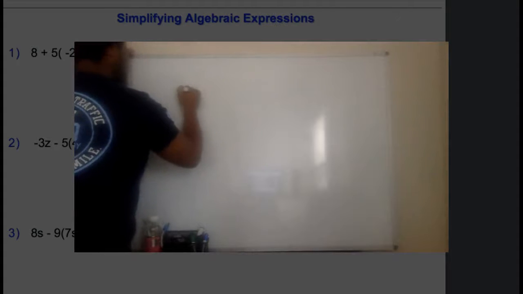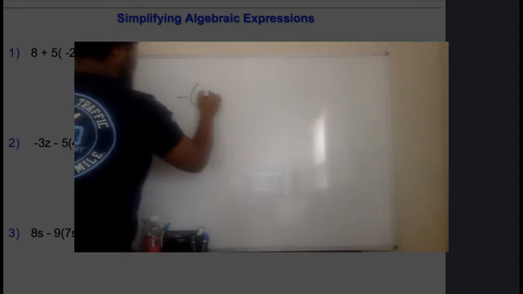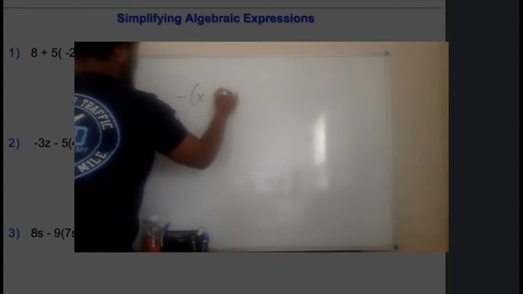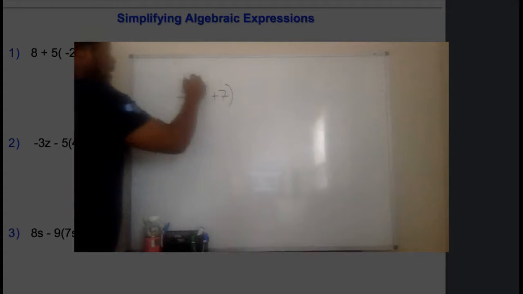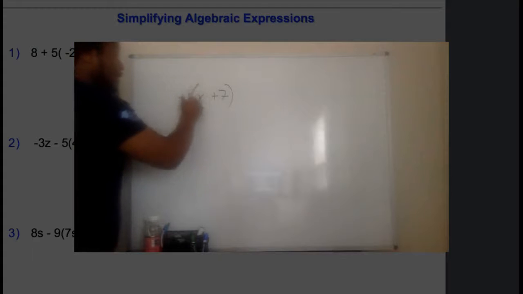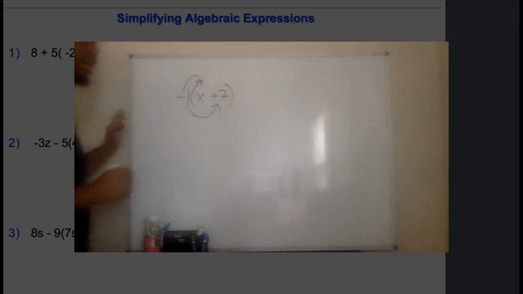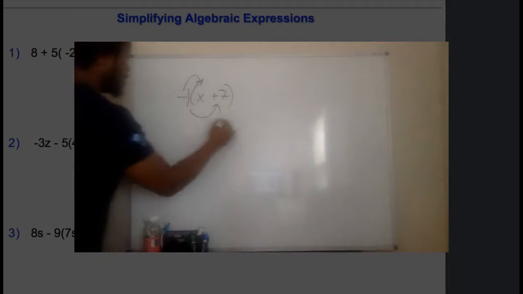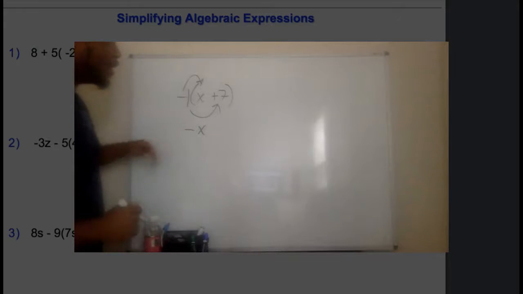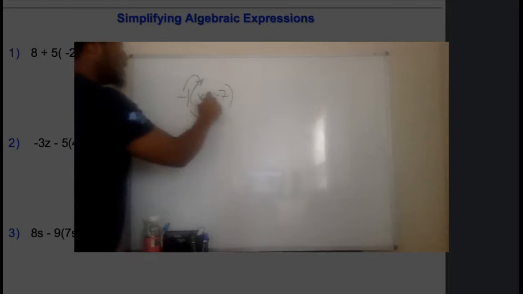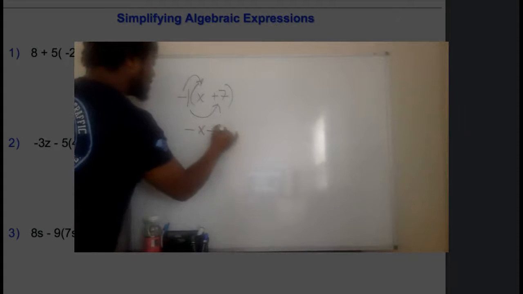So let's try this. Let's say we have a negative outside of it, and we have x plus 7. When you have a negative outside of it, you have to distribute this negative into the parentheses. Remember, anytime there's not a number there, there's an invisible 1. So that's understood as a negative 1. So you'll end up with negative 1 times x is a negative x, or a negative 1x. Remember, we don't write that 1. And then you have a negative 1 times 7. That's going to be minus 7.